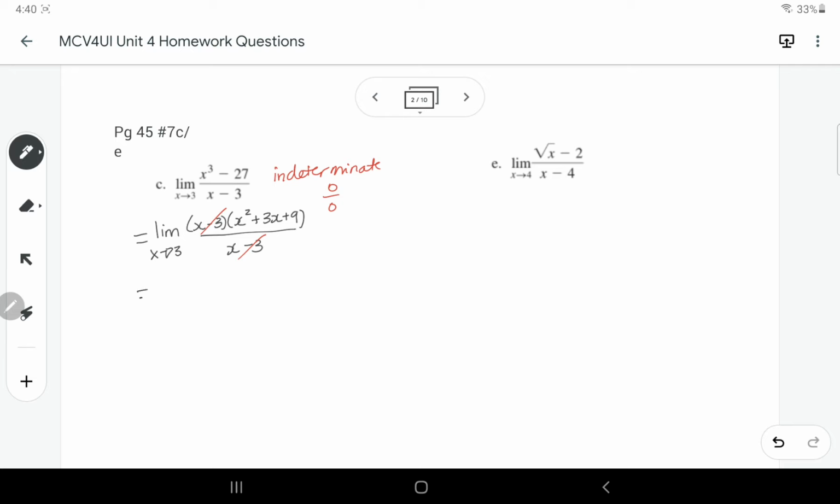I do like to show rewriting this out, the limit as x approaches 3, because now we have something that we can substitute into that will not be an indeterminate form. Then when you actually sub in that value, that's when you drop the limit notation. So we have 9 plus 9 plus 9, which is 27.